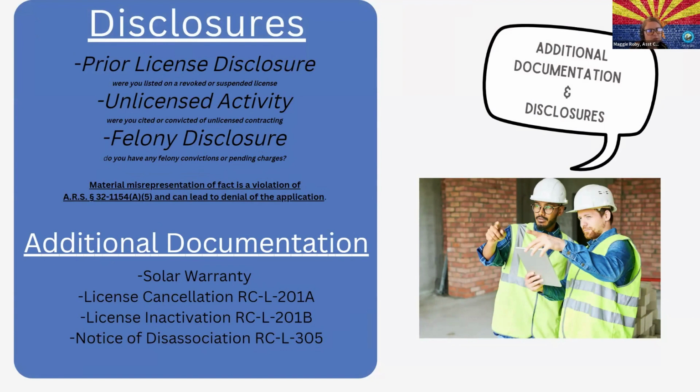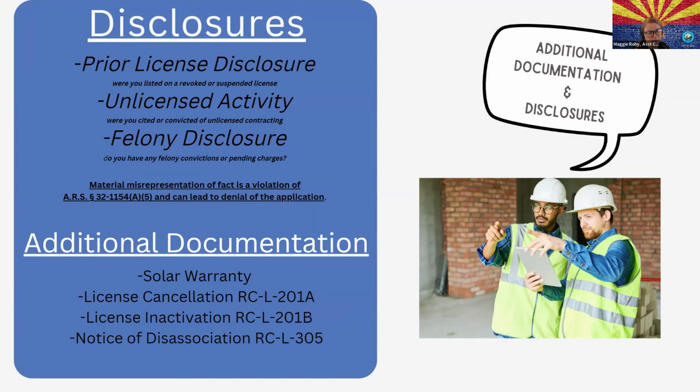All right. So disclosures. There are going to be additional disclosures that will be included in the application. So we are going to ask you to disclose if you were ever listed on a revoked or suspended license. We will ask if you were ever cited or convicted of any unlicensed contracting. And then we will ask you to disclose if you have any felony convictions or pending charges.